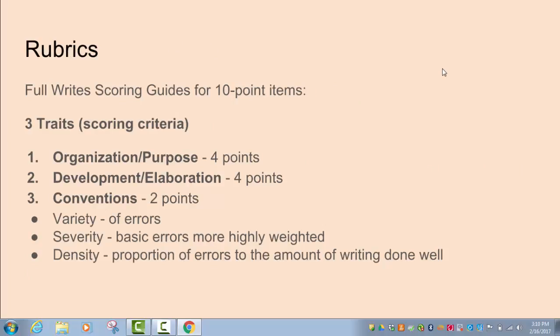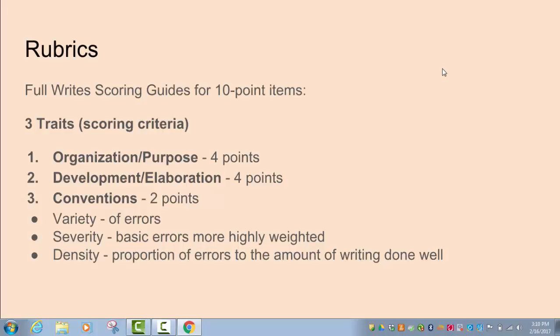All right, so let's remind ourselves you have 3 traits or scoring criteria for this performance task. Organization and purpose is worth 4 points. Development and elaboration, 4 points as well. And then conventions, 2 points.